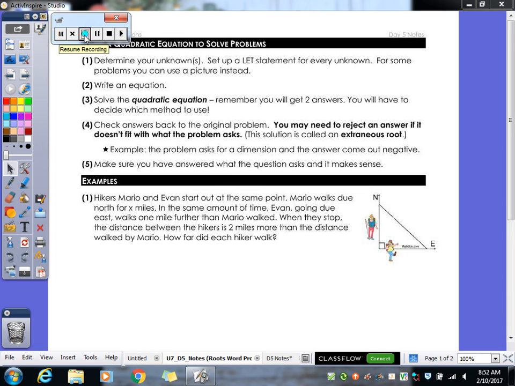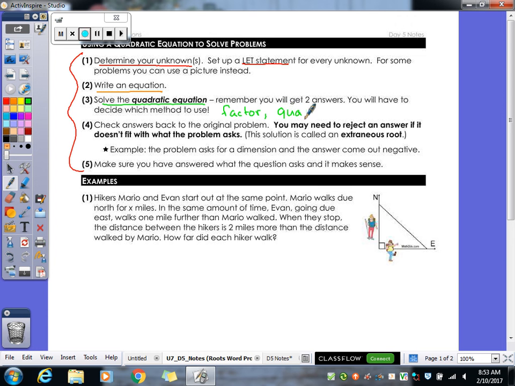For our notes today, we are doing more quadratic word problems. So this stuff up here, we've already been through every single time we do a word problem. Determine your unknowns. Those are your let statements. You want to write your equation, solve the quadratic equation. Sometimes you can factor. Sometimes factoring doesn't work, so you have to do your quadratic formula.